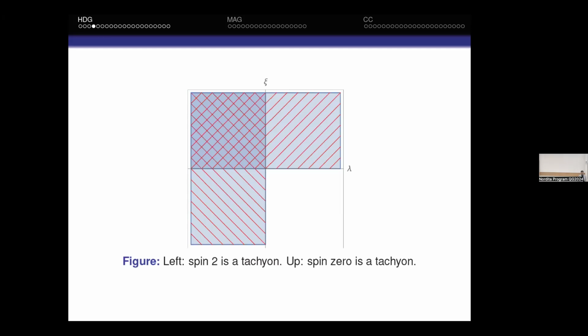So in the lambda-psi plane, if psi is positive, the massive spin 0 particle is a tachyon. And if lambda is negative, the massive spin 2 particle is a tachyon. So both on the left side of this plane and in the upper half of the plane, you have tachyons. The only tachyon-free part is that fourth quadrant. So please remember that because it plays a role in the following.